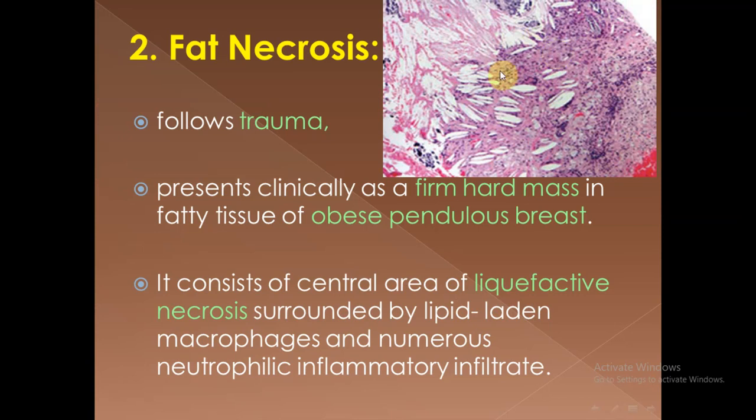In fat necrosis, the patient gives a history of trauma, and it leads clinically to a firm hard mass, and this alone can be mistaken as carcinoma. It occurs in obese patients with pendulous breasts. The type of necrosis we find in fat necrosis microscopically is liquefactive necrosis, and we can see lipid-laden macrophages and a numerous neutrophilic inflammatory infiltrate. Here this is fat necrosis. We can see cholesterol clefts, and here the fatty tissue and the inflammation.